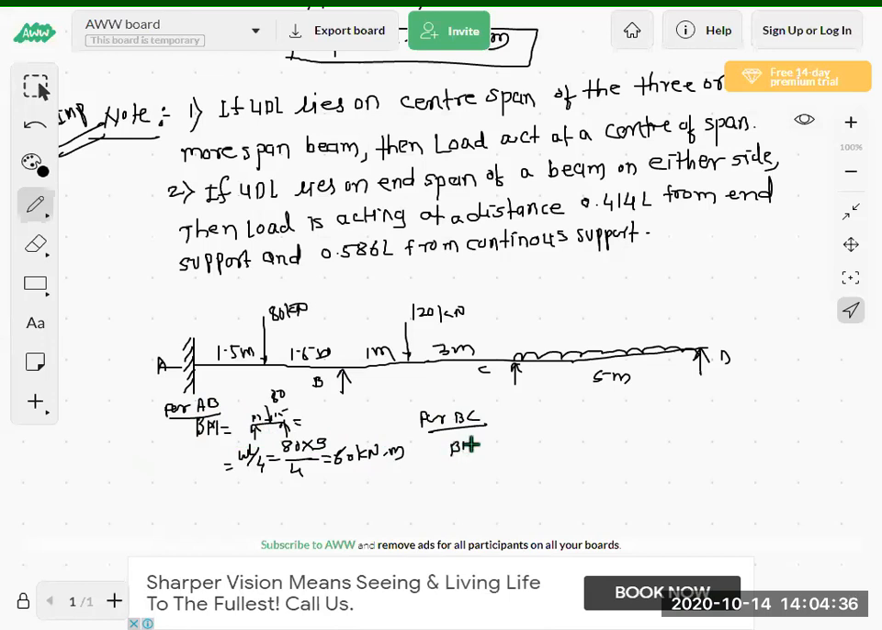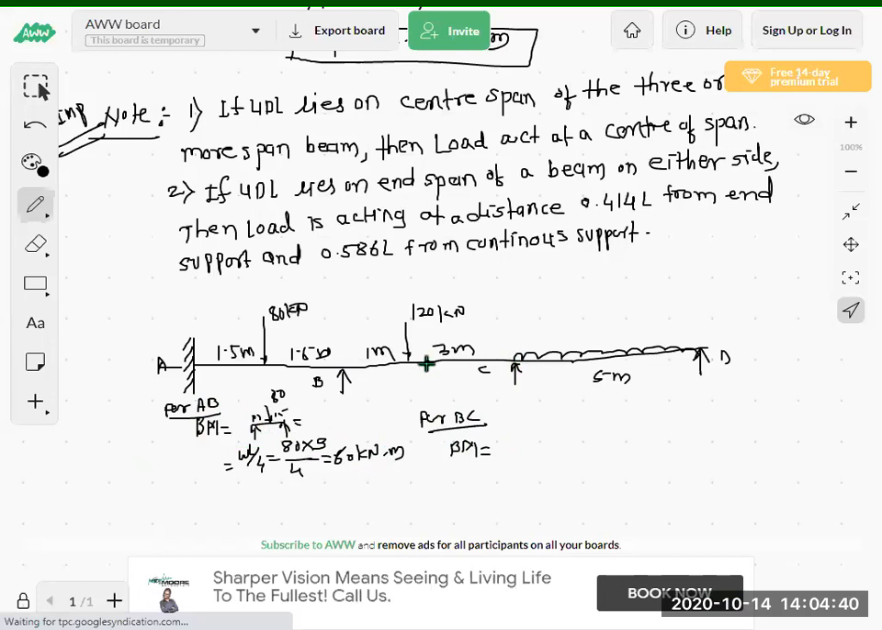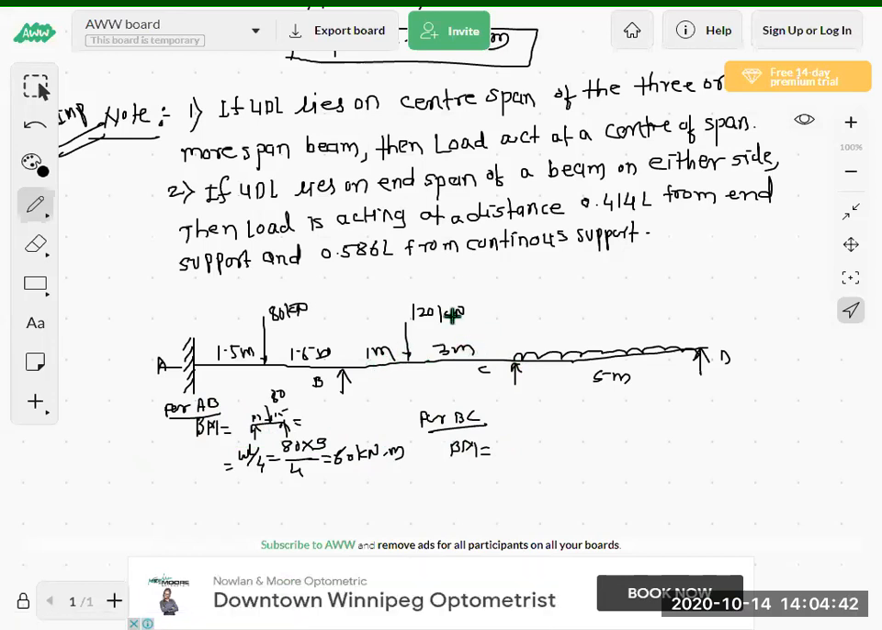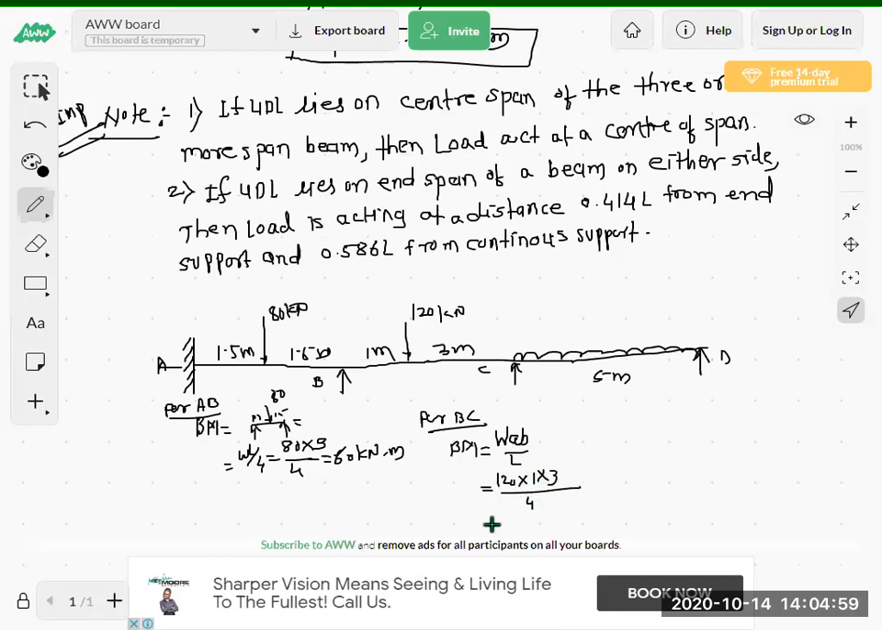For BC, BM is equal to. For span BC, the point load is at distance A and B. The bending moment we have to calculate for this AB distance. What is the formula? WAB by L. So W, here W is 120. Now A into 3 by L is 4 meters. So here earlier we have calculated that is 90 kN meter.